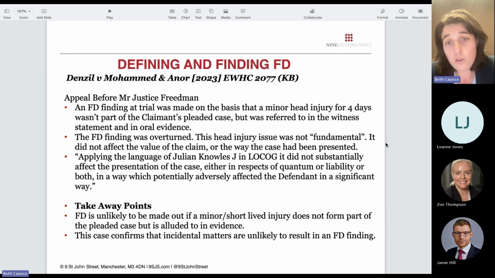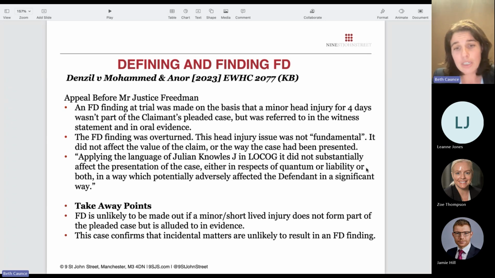What was found was that this 4-day head injury was not fundamental. It didn't affect the value of the claim, and it didn't affect how the case had been presented. And so what was concluded was that applying the language from the Lowcock case, this did not substantially affect the presentation of the case, either in respect of quantum or liability, or both, in a way which potentially adversely affected the defendant in a significant way.